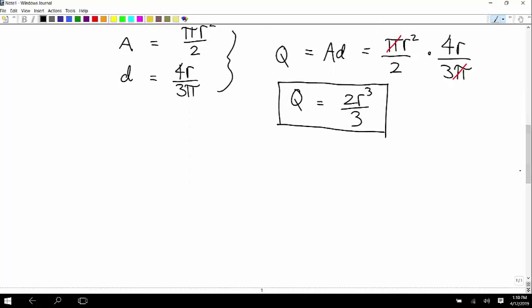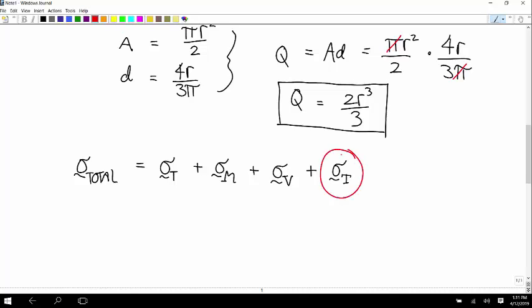Okay, so now the total stress tensor is equal to the stress tensor due to tension compression, plus the stress tensor due to bending moment, plus the stress tensor due to the shear force, plus the stress tensor due to the torque. And this is the last one. We haven't done that yet.